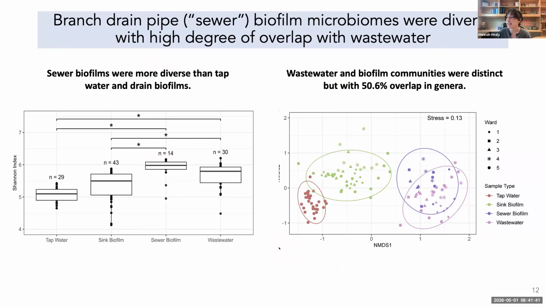And so looking at these sewer biofilms, they were much more diverse than tap water and our sink drain biofilms. They had a comparable diversity to our wastewater samples and had significant overlap with our wastewater samples. So looking at the NMDS, we have our tap water and then our sink drain biofilms, and then our sewer biofilms and wastewater are over here. They were statistically distinct communities. There is a 50% overlap in taxa at the genus level.